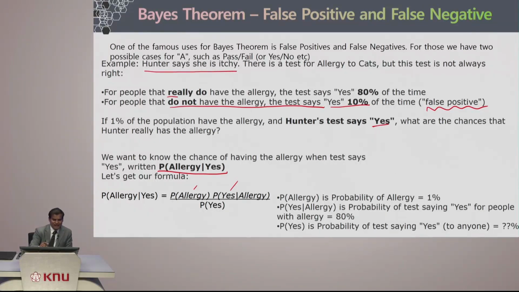So when I say yes, it means the test says positive and the person has an allergy, right? P of allergy is the probability of allergy, which is 1% in the population, and the probability of yes, where the test says yes and the person really has an allergy, is 80%. It is 80% accurate, you can say, it gives the results correctly. And the probability of yes is the probability that the test says yes to anyone. We are not sure who they are, whether they really have an allergy or not.